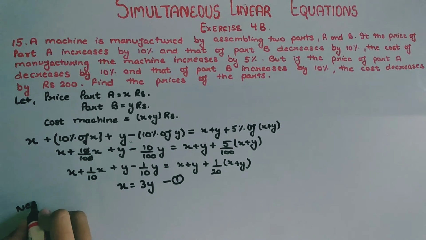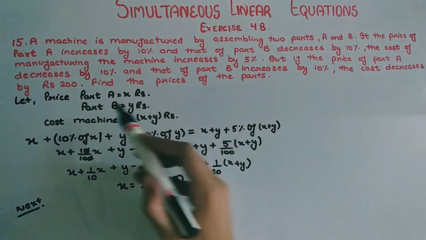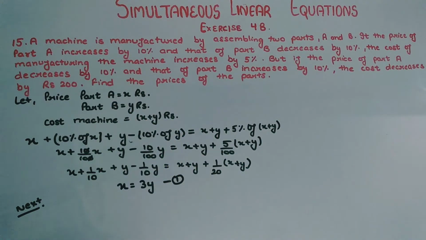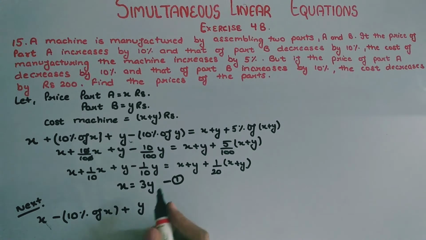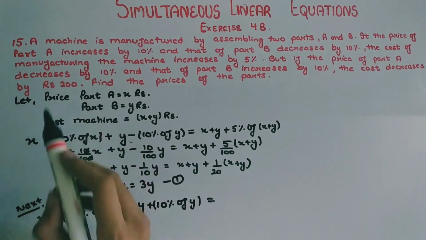Now, next we are given that if the price of part A decreases by 10%, it means the price of part A was X, now the price decreases by 10% of the initial price. This is decreasing, so minus, plus the price of part B was Y, and that of part B increases by 10%, that is 10% of Y. The part B price is increased, that is equal to the cost decreases by rupees 200.